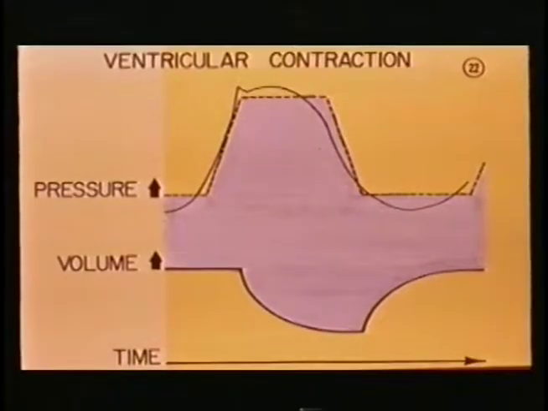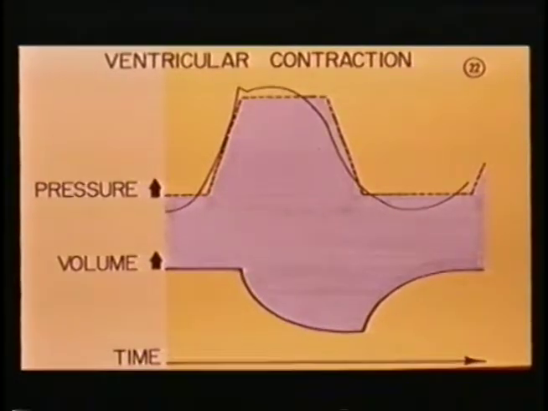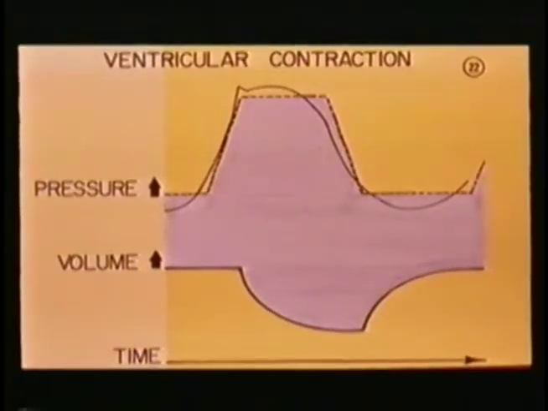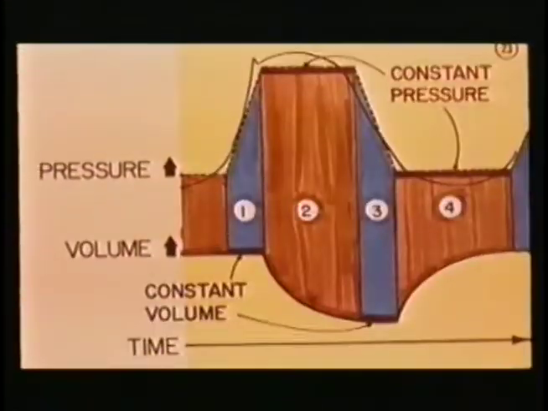Slide 22. The next few slides show the time course of pressure and volume change during a contraction. The dashed line represents an idealization of the actual pressure waveform, which we will use from here on for simplicity. Slide 23.